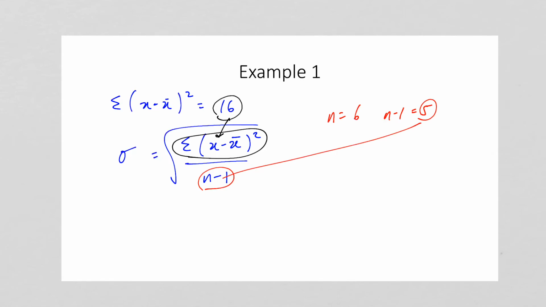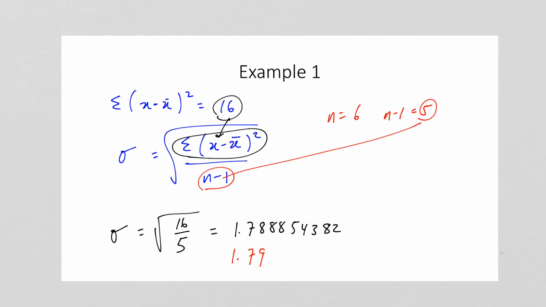So now I can rewrite the whole thing as standard deviation is equal to the square root of 16 over 5, which will give me 1.788854382. Let's say that they ask for it to 2 decimal places, then it's simply going to be 1.79 as I round up. So that easy. Looks complicated, but when you break it down into its component parts, it's actually pretty easy.